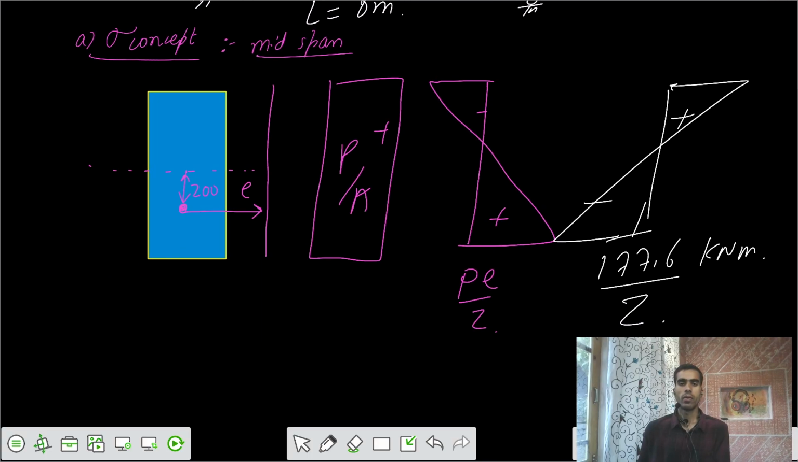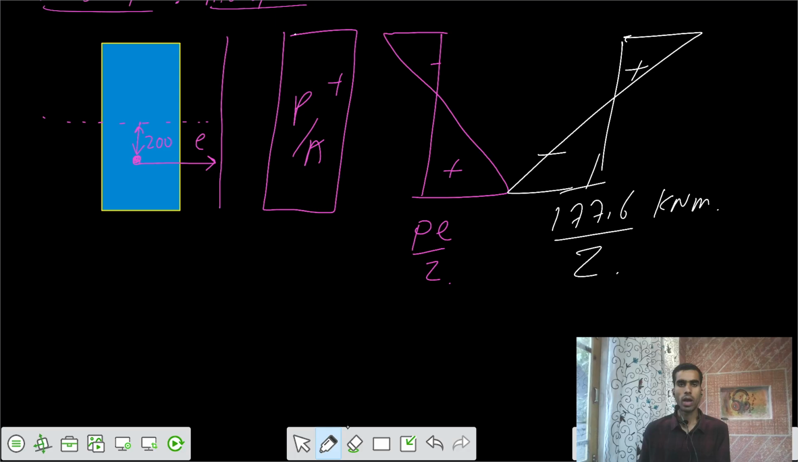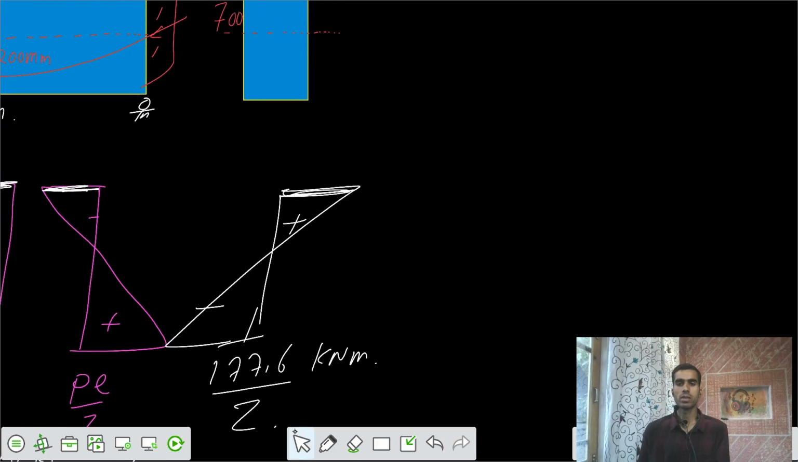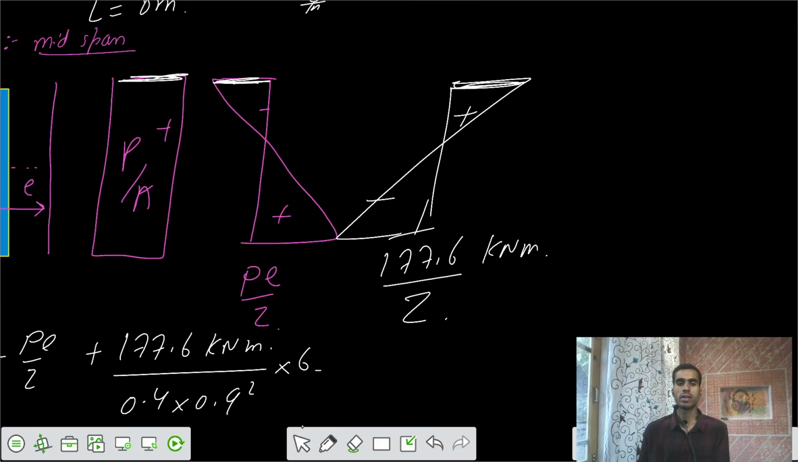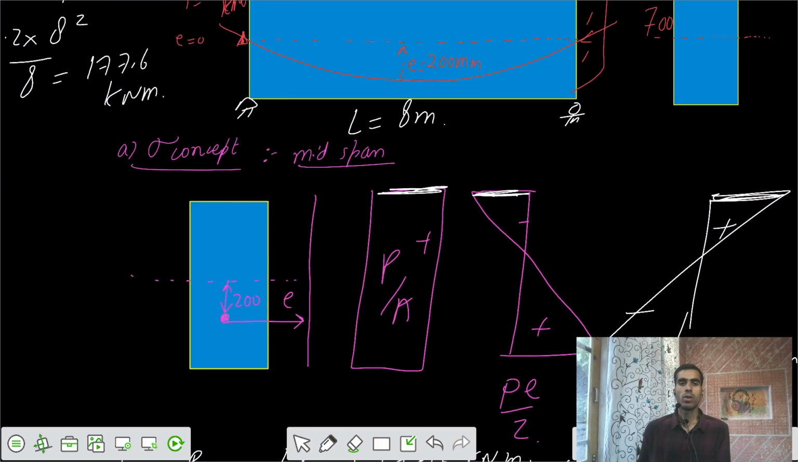Let's calculate that. We have to only calculate the stresses at the top. Stress at the top is equal to P by A minus Pe by Z plus My by I, that's M by Z. We can write 177.6 kilonewton meter by Z. Section modulus was 0.4 into 0.9 square by 6, bd square by 6. Yeah, 700 is there, not 900. So I would say 0.7, bd square by 6. And we can substitute the values. The value of P was 1500.